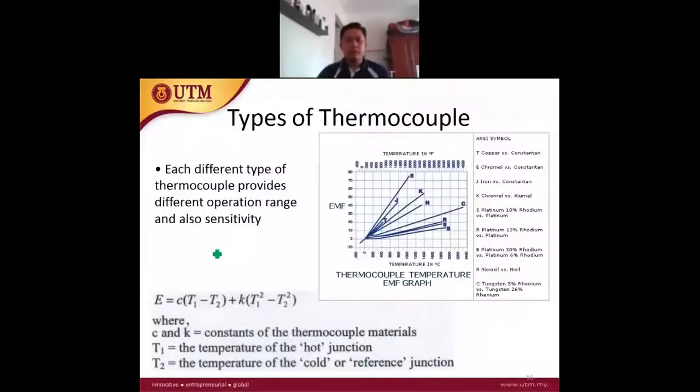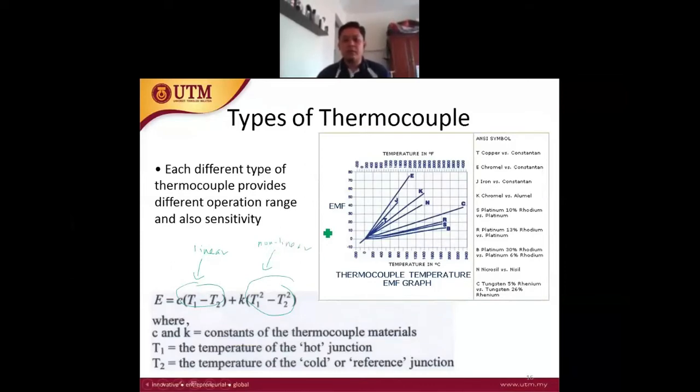So the formula of the EMF can be expressed by this equation: E equals C(T1 minus T2) plus K(T1 squared minus T2 squared). So what does that show here? This part of the equation shows us the linear part, and this part shows us the non-linear part.